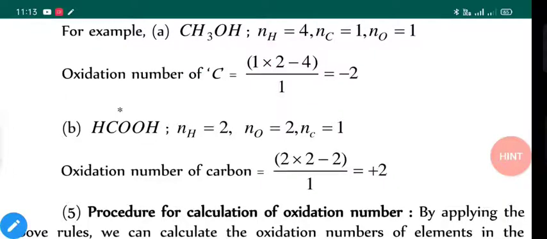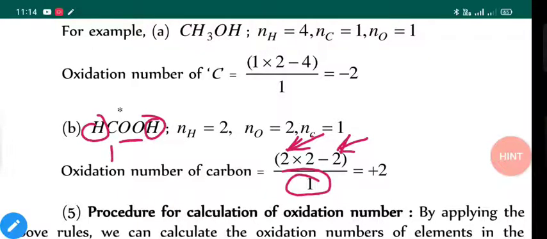Now next thing we have is HCOOH, that means 1 carbon, 2 hydrogens, 2 oxygens. So let's put this in the equation. So 2 multiplied by 2, where the first 2 represents the number of oxygen and we have 2 of it, minus 2, where this last 2 represents the number of hydrogens, we have 2 as well, divided by 1 because we have 1 carbon. So from this calculation you will get +2. So carbon carries a +2 charge in this case.